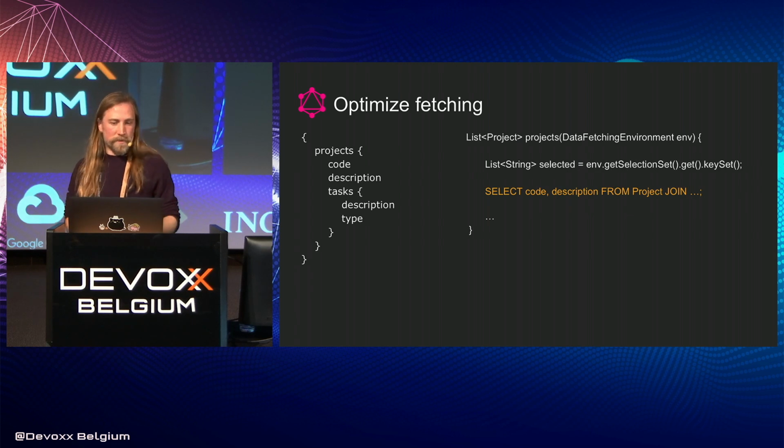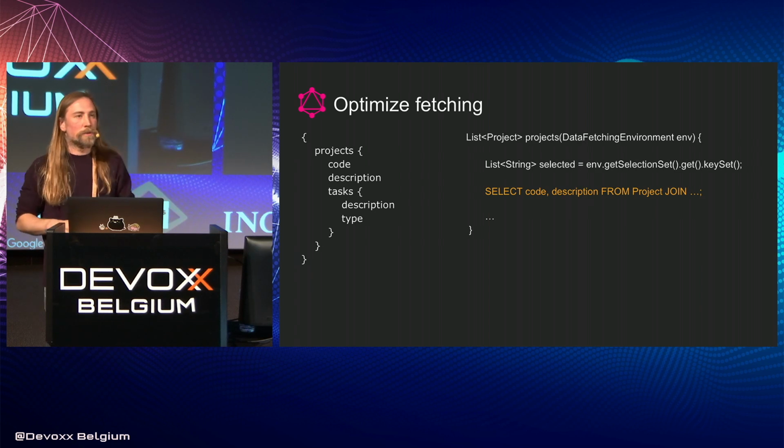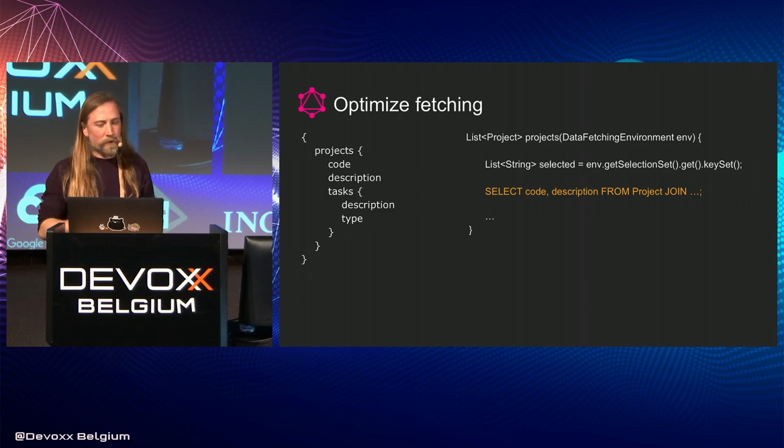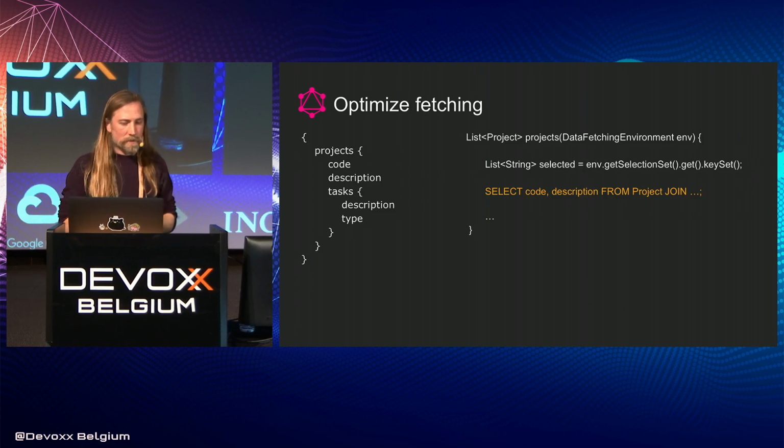So the way to do that is through this data fetching environment. That's something that's accessible to each resolver function. GraphQL Java gives it to you. So from there you can get the selection set and then find out the fields that you need. In this case, the fields would be code, description and tasks.